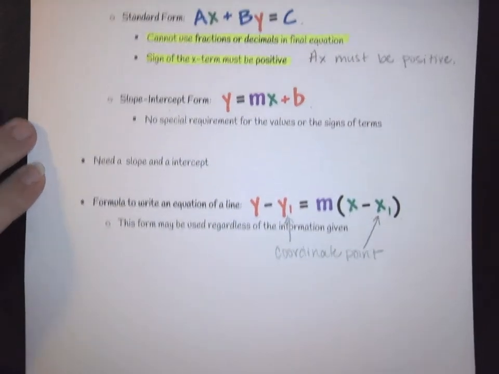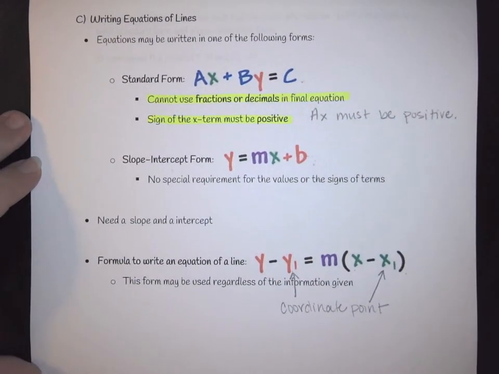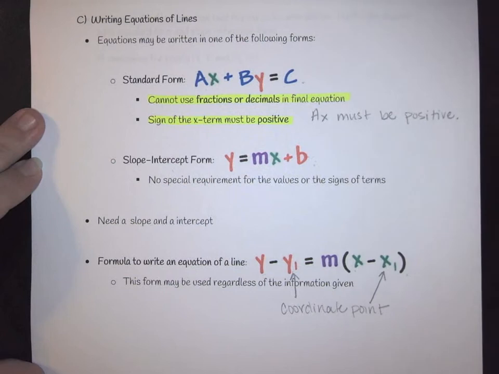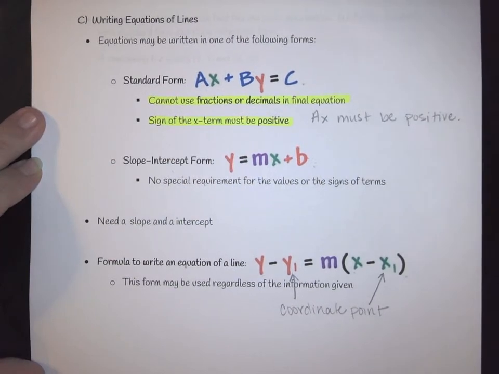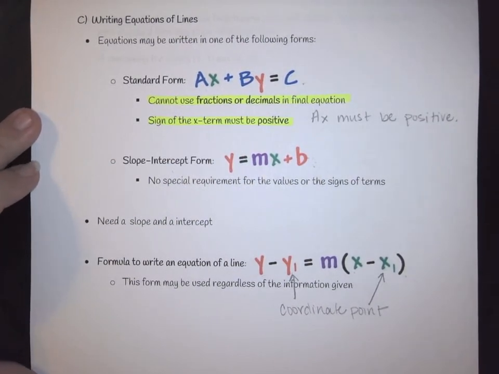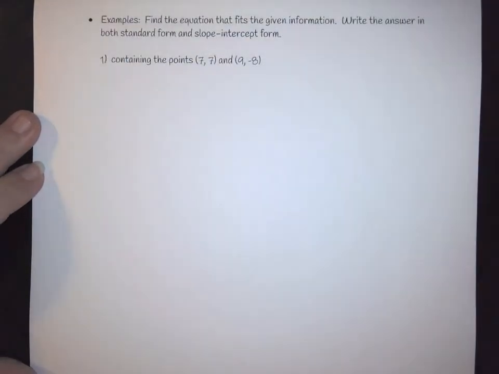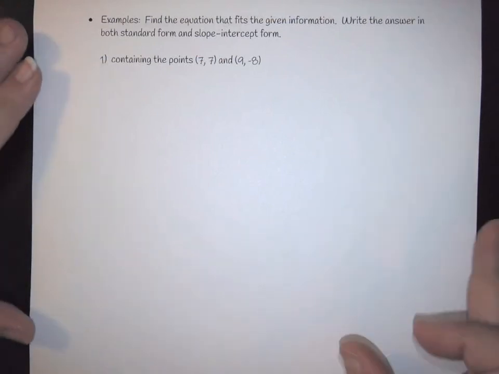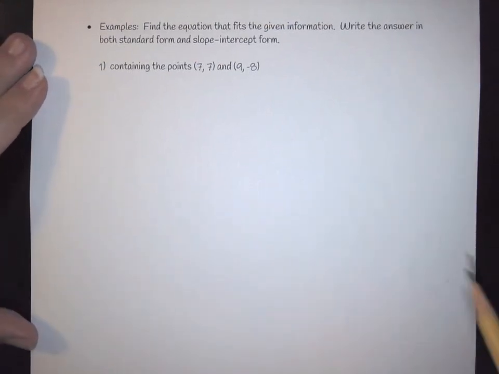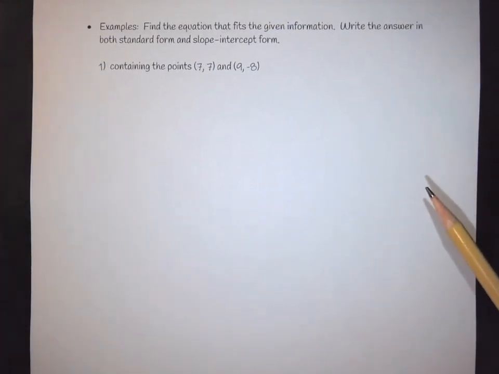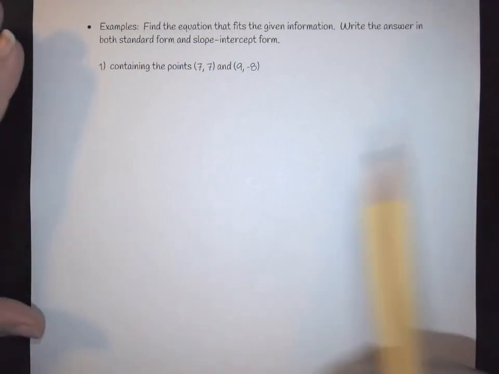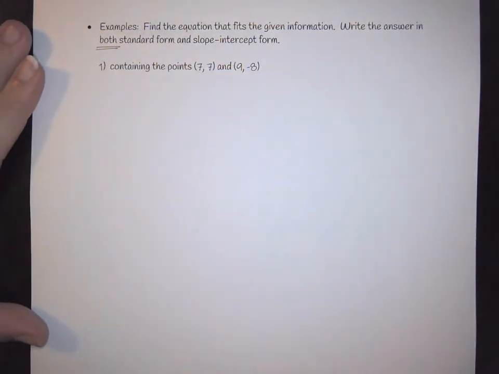So when you're trying to write the equations of lines, you really have to look at the information provided, and then you have to decide which line is going to best fit the information you've been given so that you can actually write your equation. So let's look at an example here. In this first one, it says that we need to find the equation that fits the given information and then write the answer in both standard form and slope-intercept form.